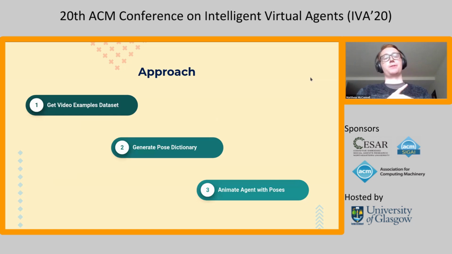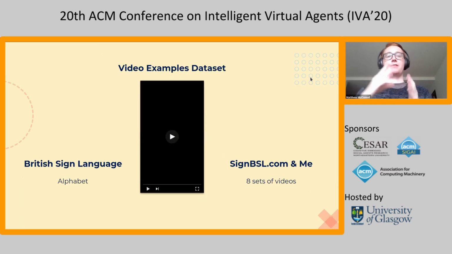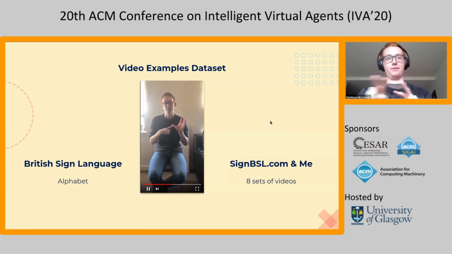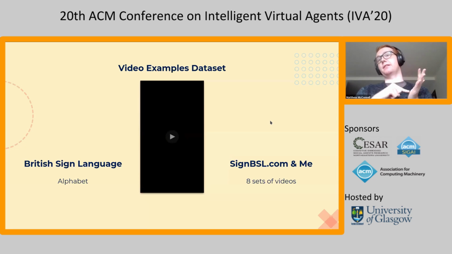So what did we do? So first of all, we got some video examples to make our own small data set. Then we were making a pose dictionary. And then from this pose dictionary, we were animating the agent with the poses. So going a wee bit deeper, here's an example of one of the videos, and it's just me signing the letter A.